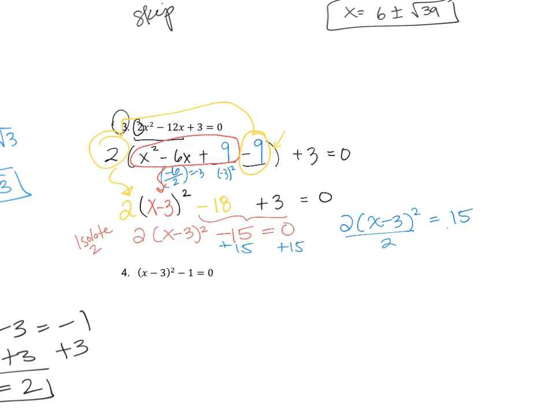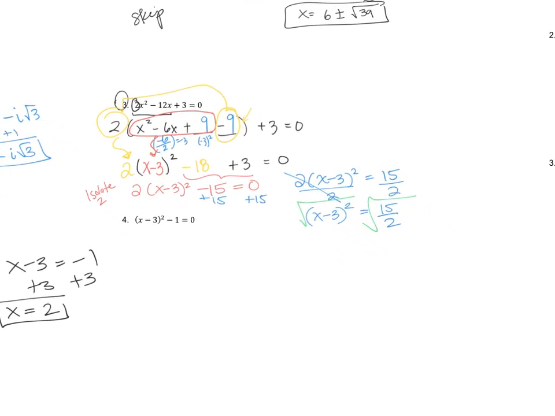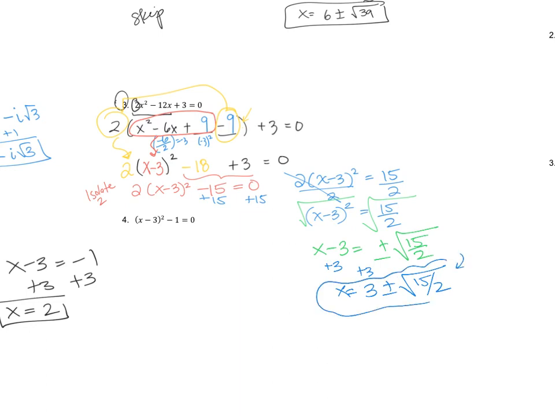We can divide by 2, divide by 2. So we have x minus 3 squared equals 15 over 2. We can square root, so we say, okay, that means x minus 3 equals both the plus and the minus of square root of 15 over 2. Let's add the 3 over, so x is equal to 3 plus or minus the square root of 15 over 2. Because we have the radicals going on, we could do a little bit of rationalizing, but I'm just going to leave it like that for now.